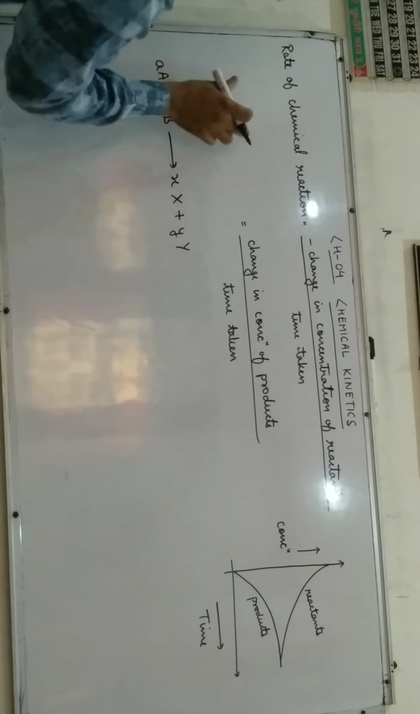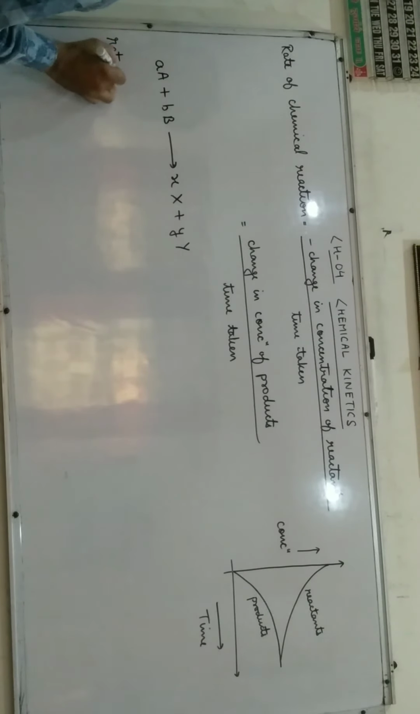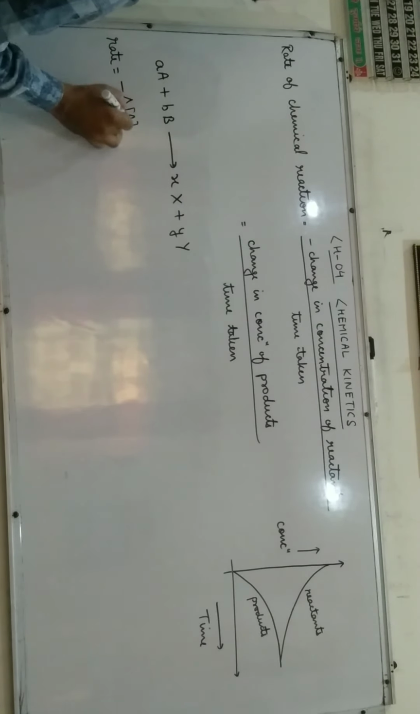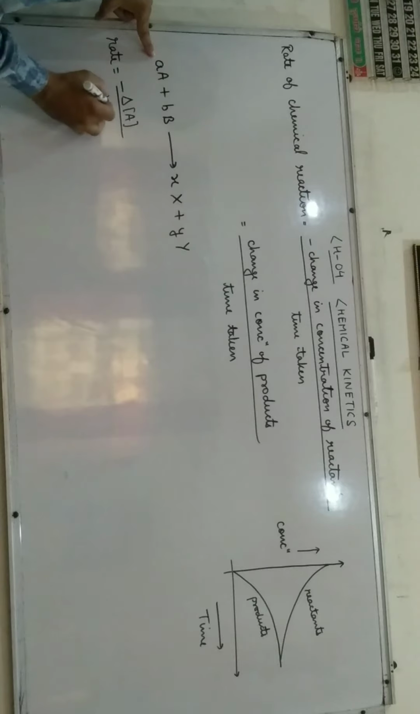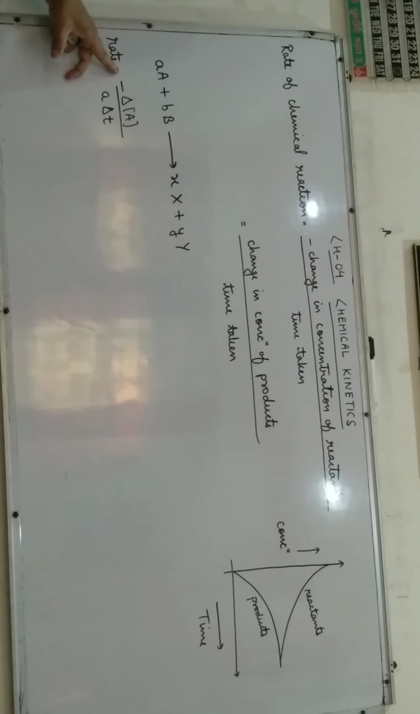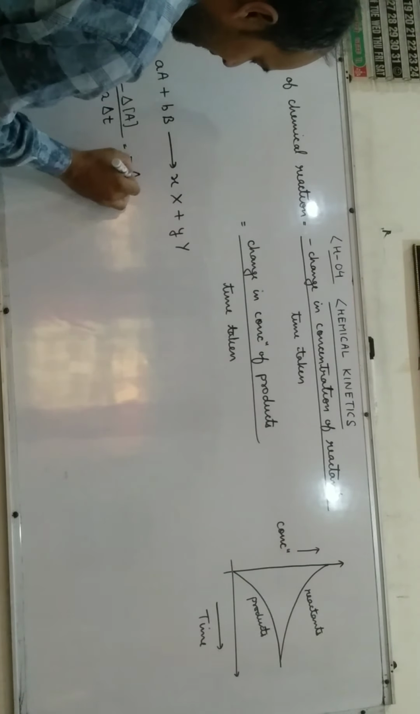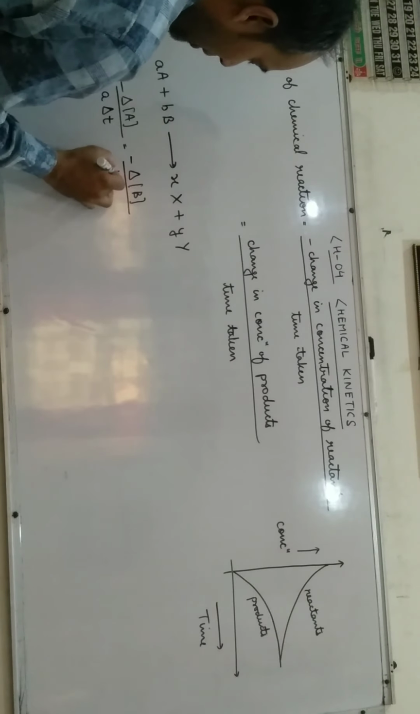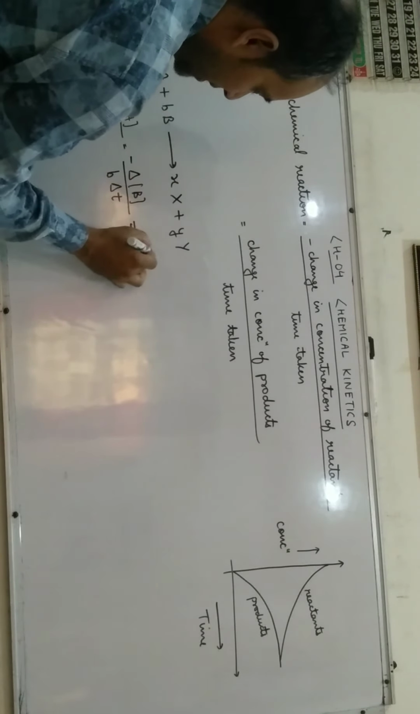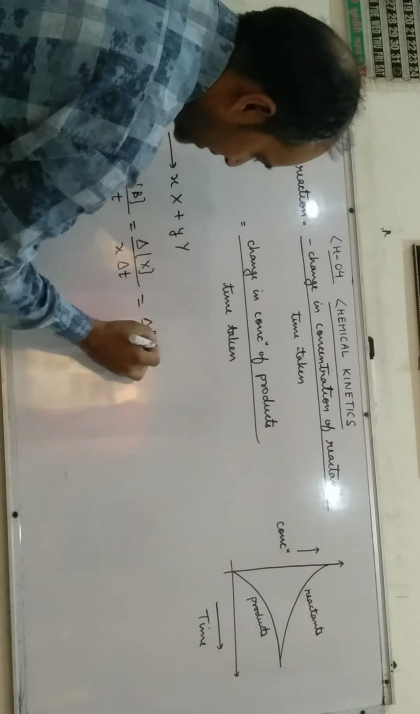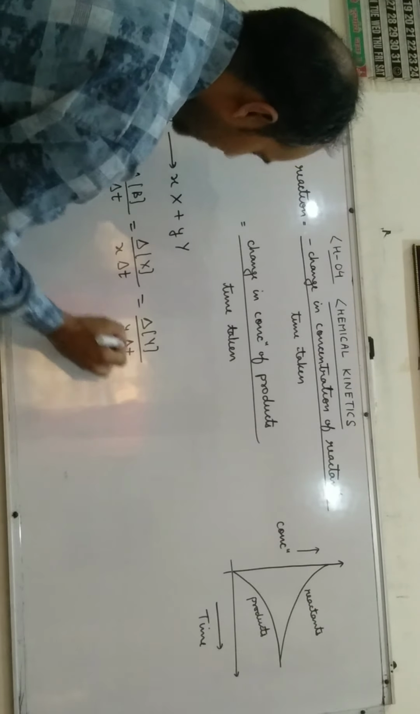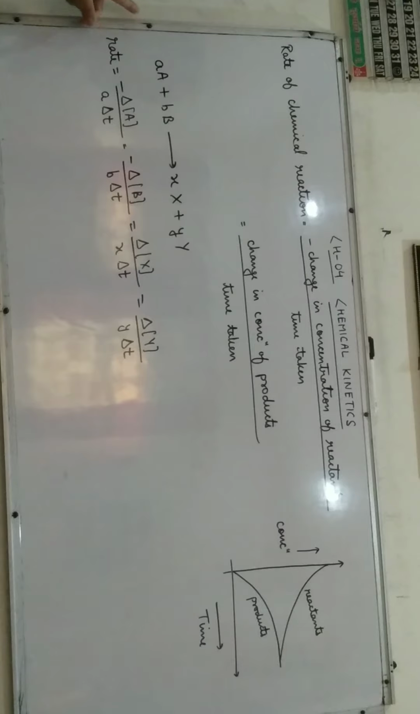For this reaction, the rate of the reaction may be expressed as rate is equal to minus change in concentration of A divided by stoichiometric coefficient a into delta t. Why we put negative sign here? Because the concentration of reactant decreases with respect to time. Similarly, it may be equal to change in concentration of B upon b into delta t. Also, it is equal to change in concentration of X upon x into delta t, or it may be equal to change in concentration of Y upon y into delta t. So in general, we can represent rate of reaction in this manner.